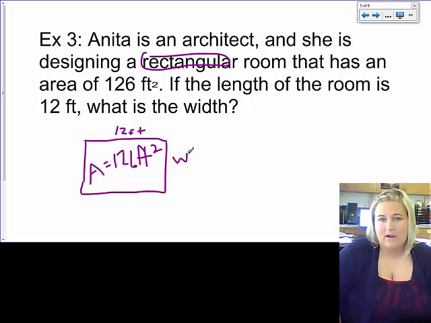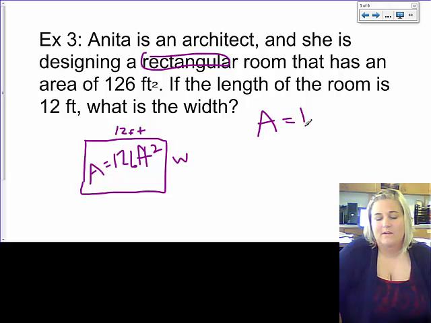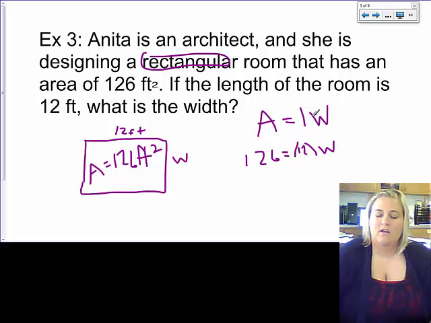Well, first of all, how do we find area? Area of a rectangle is equal to length times width. So I know the area is 126. And I know that the length is 12. But I don't know the width. Notice I've substituted for the area and for the length. The width is what I'm looking for, so to get W by itself, I'm going to divide by 12 on both sides.